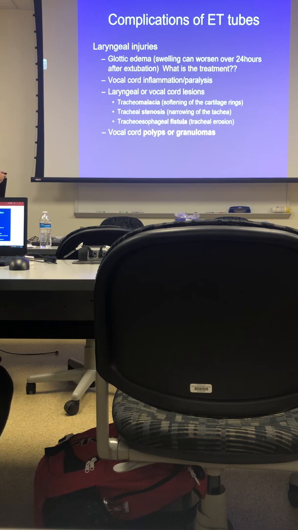Tracheoesophageal fistula. Fistula means a communication or an opening, all right? That usually happens at the cuff itself. If you've overinflated it, you can cause tissue necrosis, okay? Decreased blood flow to that area, and that necrosis can actually erode away the tissue. So now there's an opening between the trachea and the esophagus, all right?